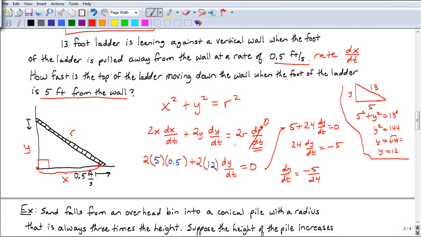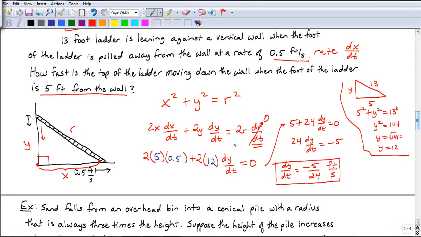Now I have to look for the units. y is the length from the ground, and that's measured in feet. t is time, and that's measured in seconds. Notice it's negative, and that makes sense. Over time, the length from the top of the ladder to the ground gets smaller, so it should be negative.